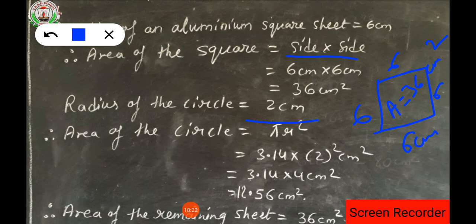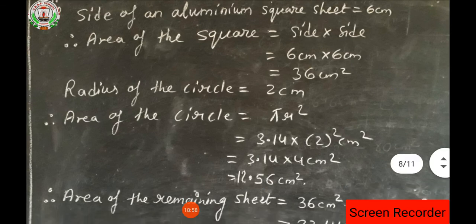Then the radius of the circle is given in the question as 2 centimeter. With the help of that radius, we are going to find the area of the circle as pi r square. So we take the pi value as 3.14. Why do we take it as 3.14? Because it is given in the question, and the r value is 2 square. Clear? So 2 into 2 equals 4. Now 3.14 into 4 will be equal to 12.56 centimeter square. Clear up to here?